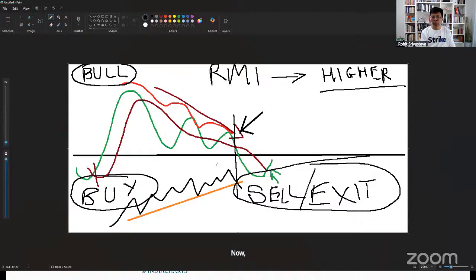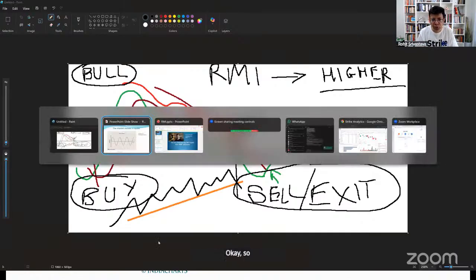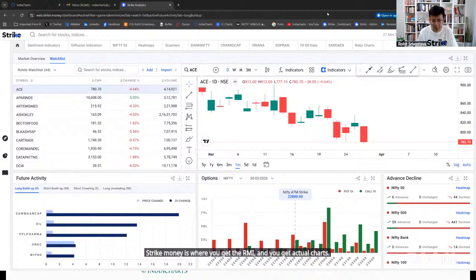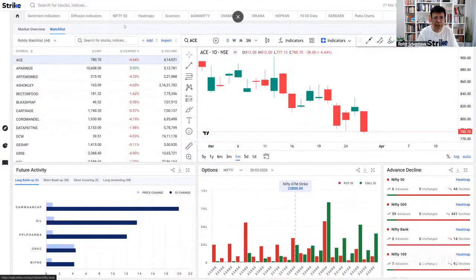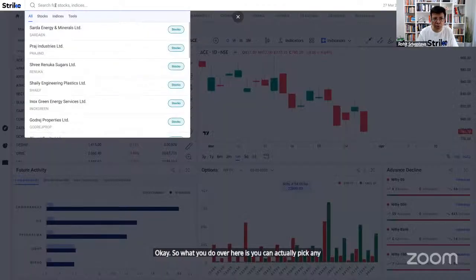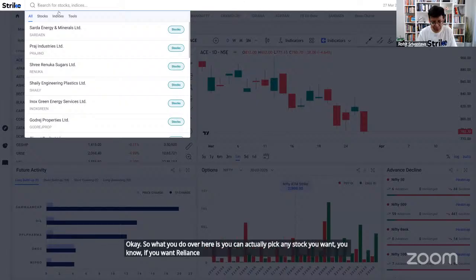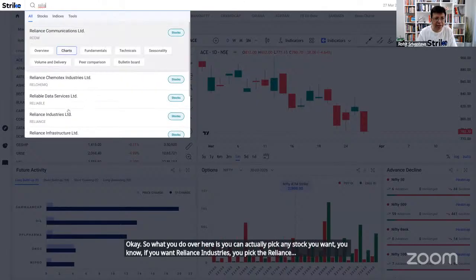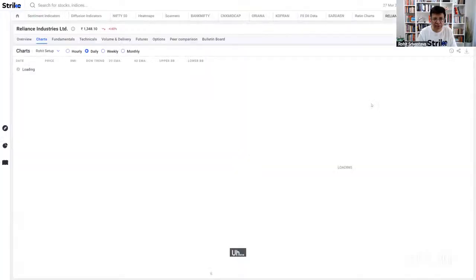Now, you'll say, okay, there are thousands of stocks. How do we really find the stocks that fit this parameter? So now let us go to actual charts. I'm going to go to Strike Money. Strike Money is where you get the RMI and you get actual charts. What you do over here is you can pick any stock you want. If you want Reliance Industries, you pick Reliance, and you go to the chart.